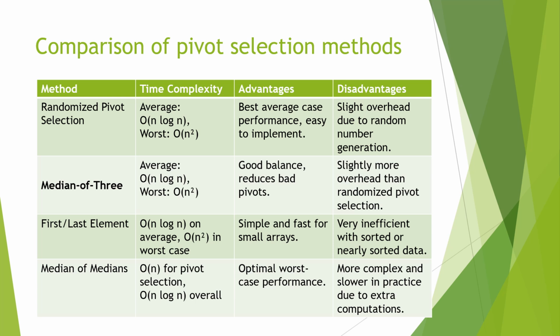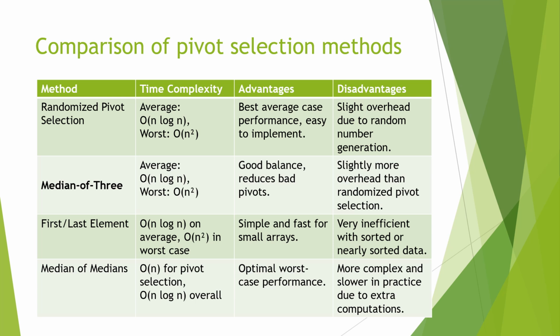And if you select the first element or the last element as a pivot, then the average time complexity will be O(n log n). In the worst case, it is O(n^2). So this is the simplest method and fast for small data sets. If you have a large data set, it is better to prefer the randomized quicksort technique. And this method is very inefficient if you have a sorted array or nearly sorted array.